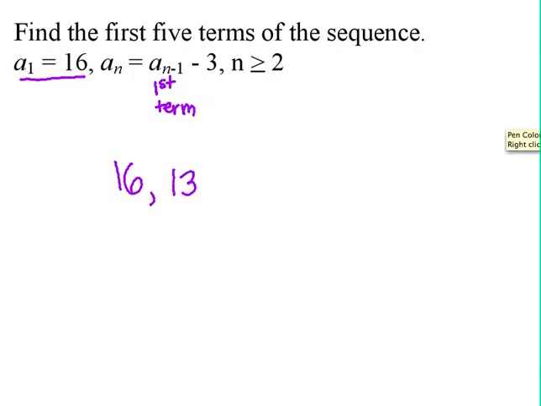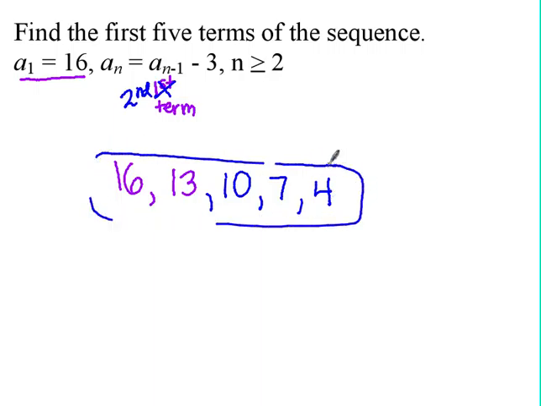Now what I'm going to do is instead of the first term, I'm going to take the second term, and I'm going to subtract 3. And I get 10. This isn't that hard. What do I get next? 7 and then 4. That is the first 5 terms, and that's all you do. Okay, that's what recursive definitions look like.